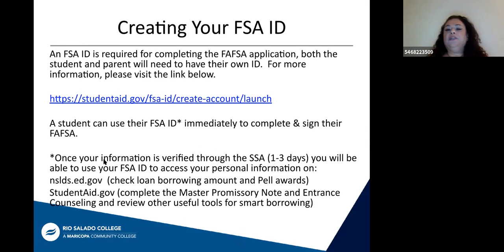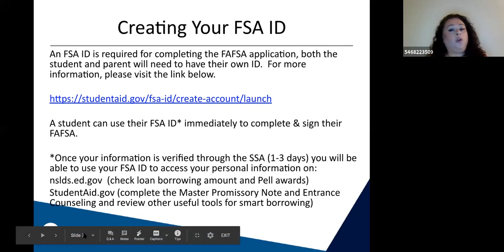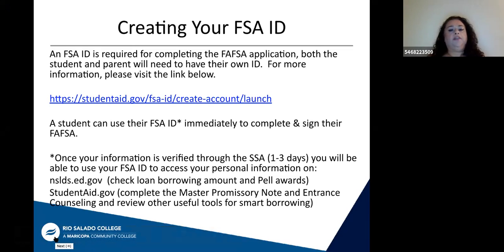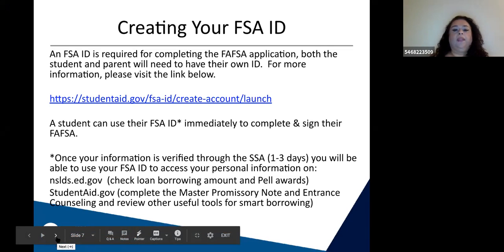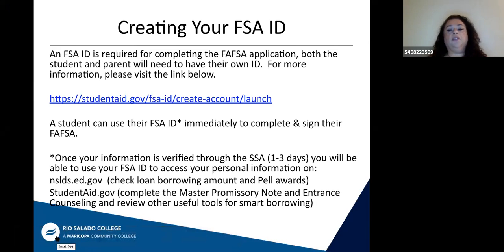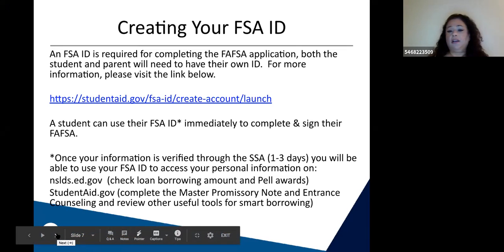I included the link here where you go to complete the FSA ID. One thing I did want to touch on is that once your information is verified through your Social Security, it takes about 1 to 3 days. So I would recommend creating this first, prior to sitting down to do your FAFSA. You'll also need the FSA ID to complete your master promissory note and your entrance counseling if you are planning on taking loans.